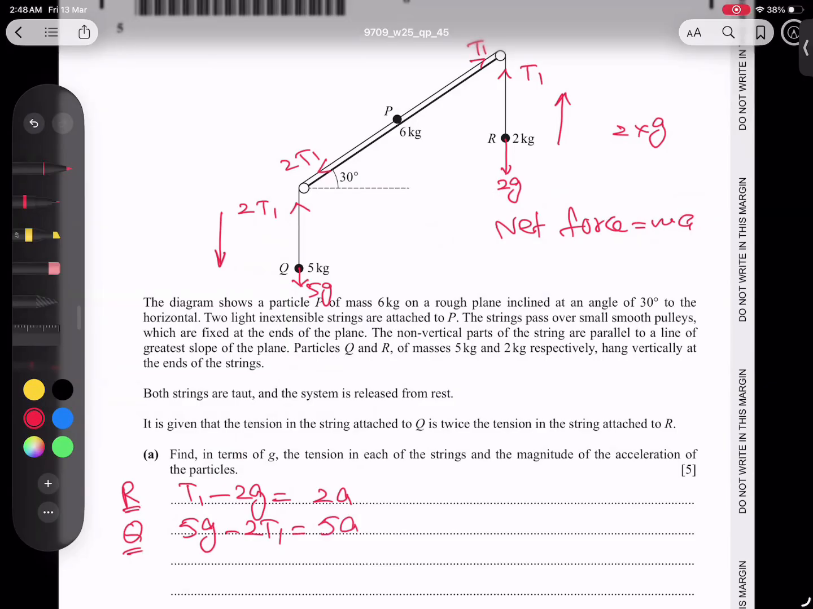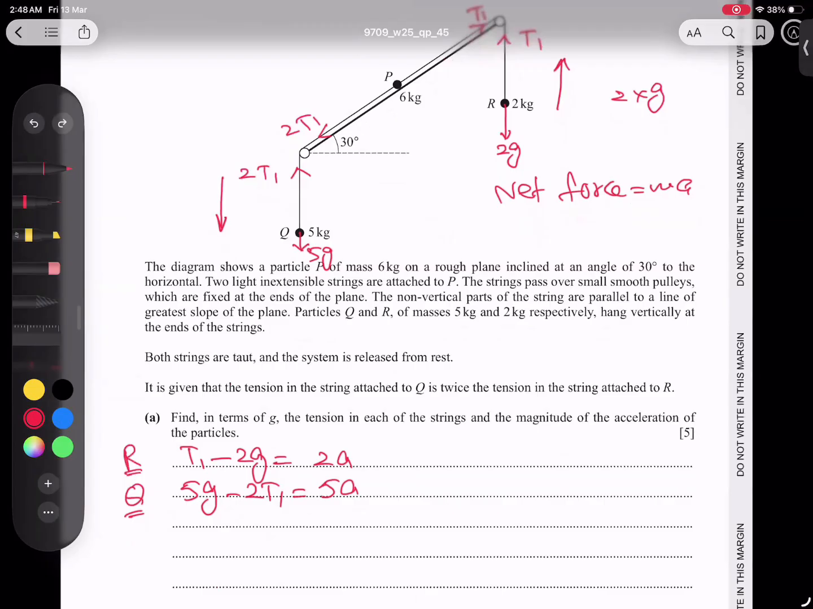Now we have to find the acceleration in terms of g, the tension, and the acceleration. So what will we do? We will try to first cancel the acceleration or cancel the tension. Both are okay. This 2 here, we don't need 2, we need 2 here. So multiply the upper equation by 2, so 2 multiplies each value.